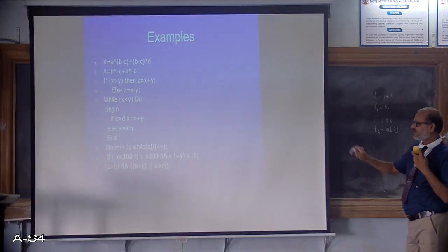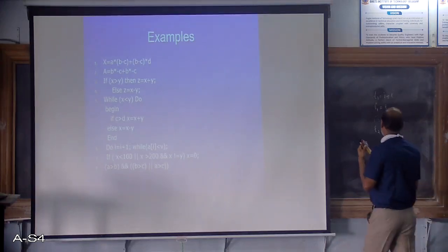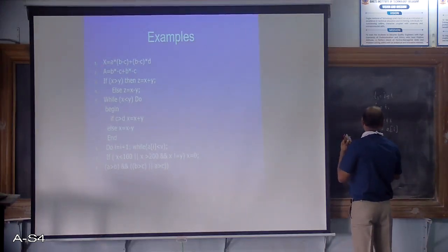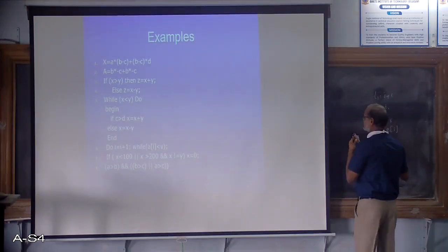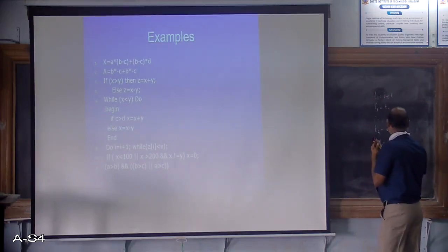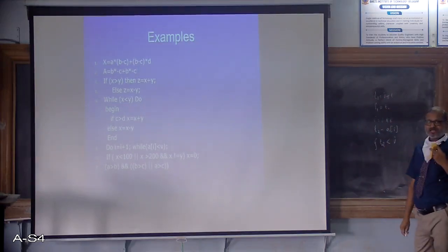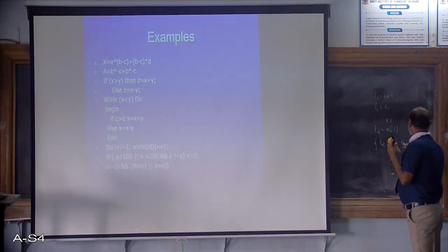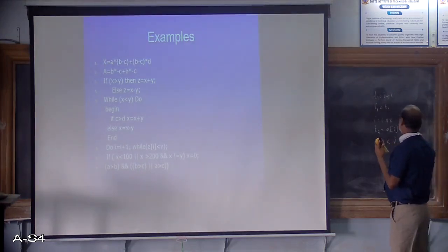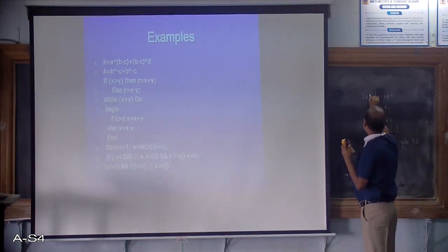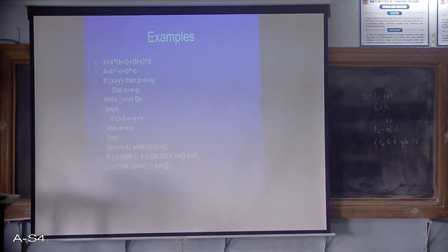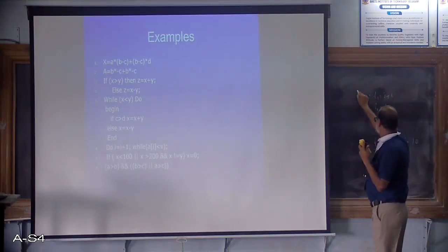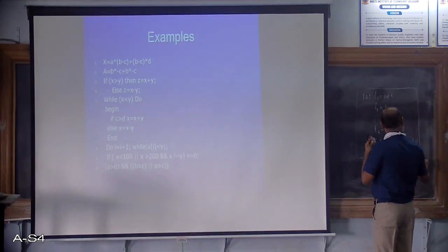So this must be compared with v. Then I can have, if t2 less than v, the value of t2 is then compared with v. If this is true, then go to label 10, which is the beginning of the loop, that is this. So like this, you can generate the three address code for this while loop.